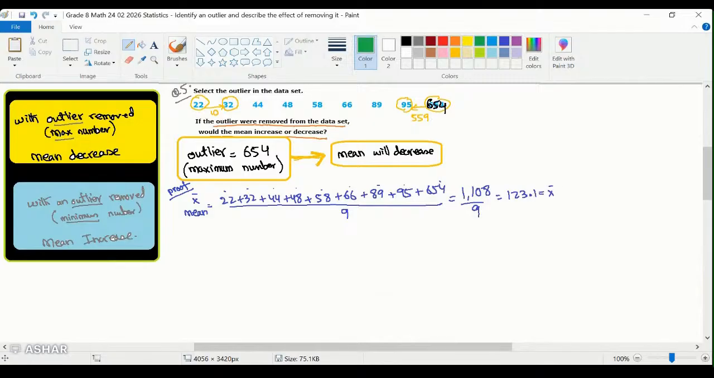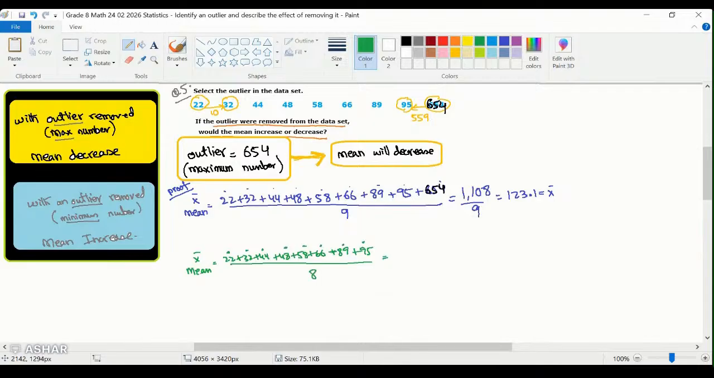Now let's try the mean without the outlier, because this here was the outlier that was included, right? Now let's try without the outlier. The mean will become 22, 32, 44, 48, 58, 66, 89, and 95. And how many numerical values were there? 4, 5, 6, 7, and 8. We simply divide by 8.